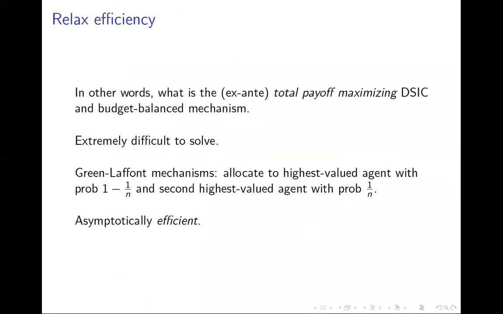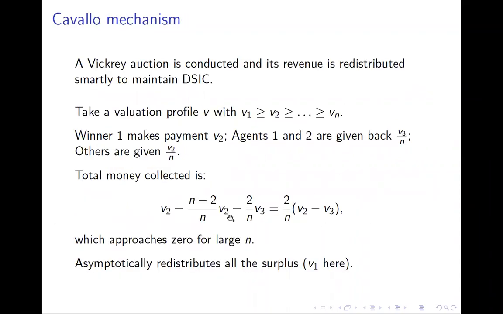So you can go back to my notes and look at an earlier mechanism that I had discussed in the class, which was similar to this Cavallo mechanism. In that mechanism, I was doing a Vickrey auction, but not for the entire object, but for some fraction of the object.